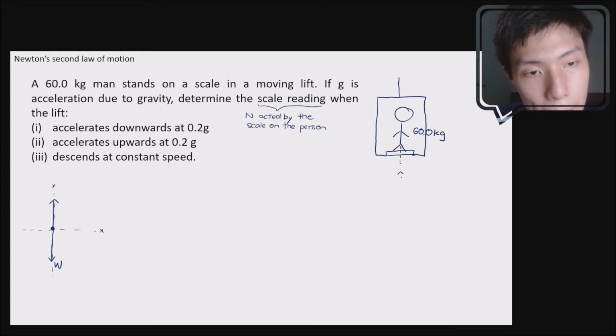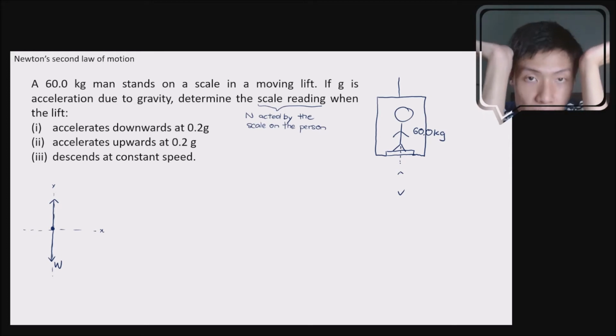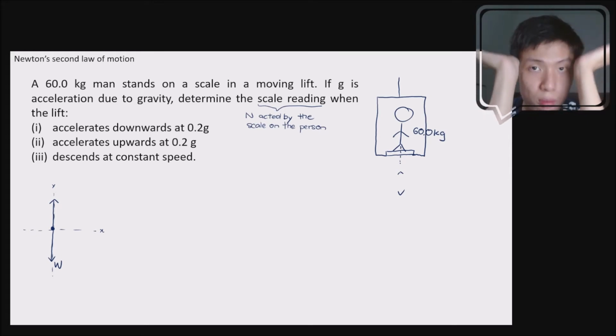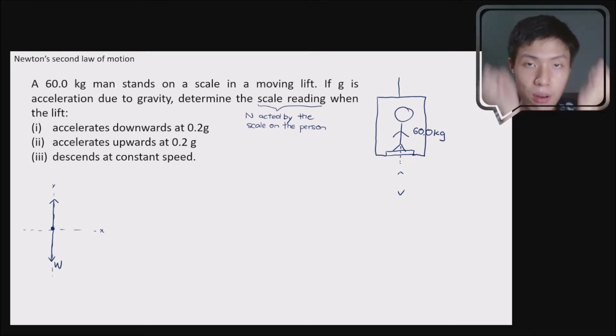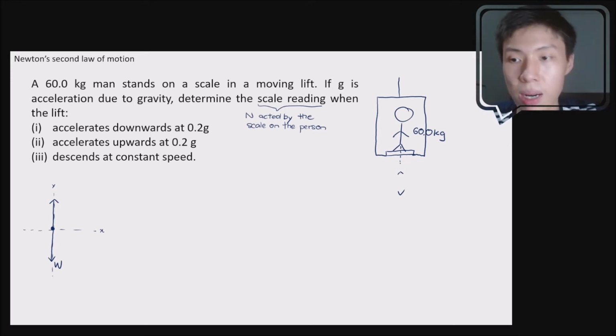So it's either up or down. Now try to think, if I'm a scale and I'm supporting a person on it, I need to push the person, so I have to push upwards, right? If I'm downward, then it will be a pull already. So the normal force should be pushing upwards. So this should be the normal force.